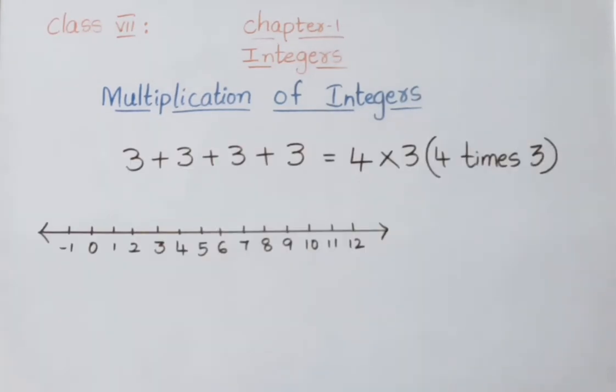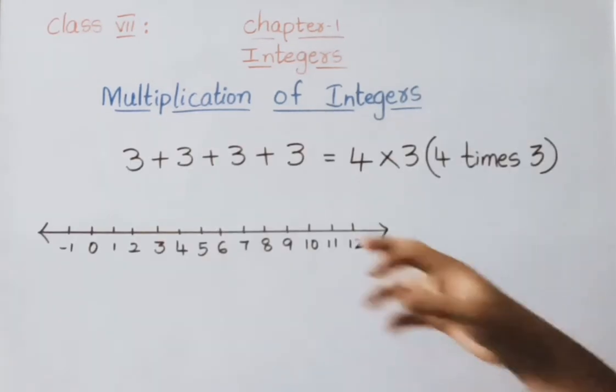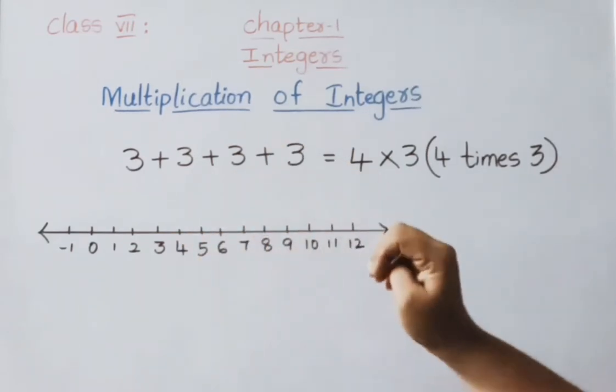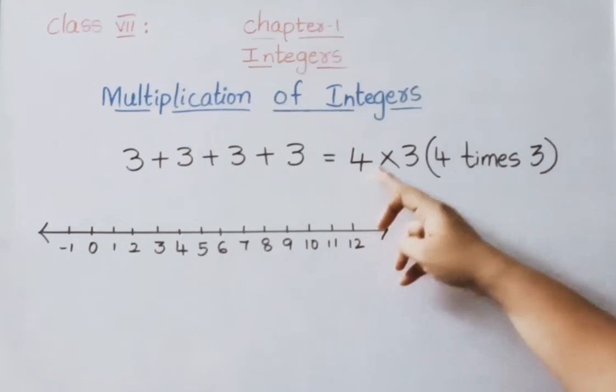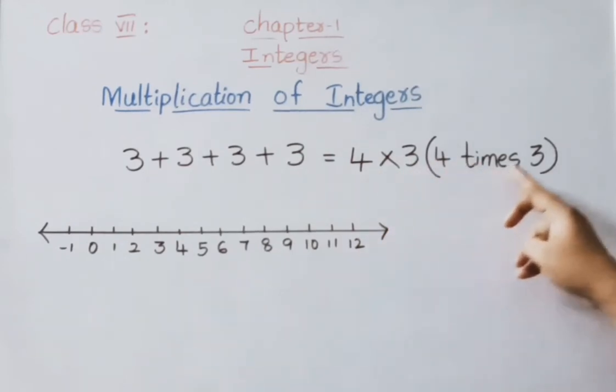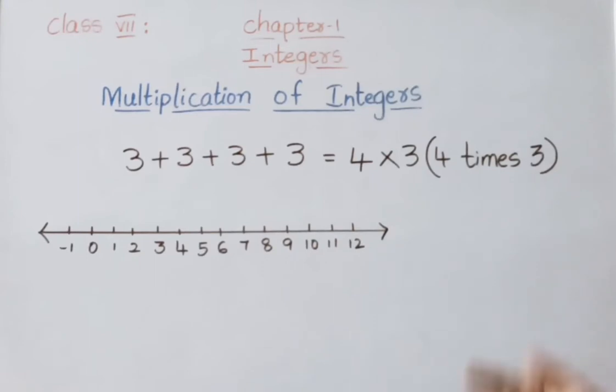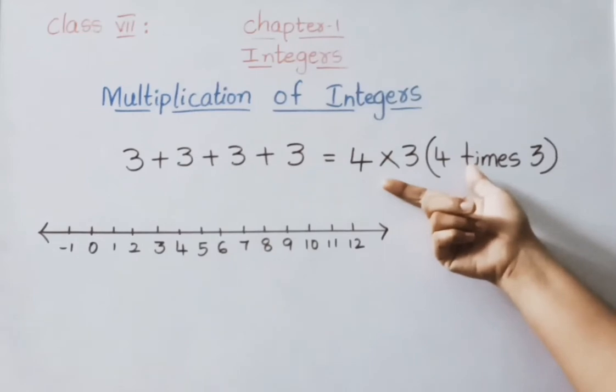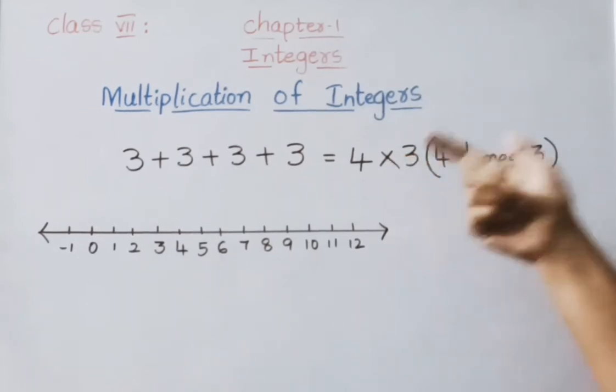Today, I'm going to explain Chapter 1 Integers, Multiplication of Integers. Let us see multiplication of integers. See here, how many times we add 3? 4 times. That's why we have written here 4 into 3. That means 4 times 3 we added here. Now, let us represent 4 times 3. That is 4 into 3, that means 12.